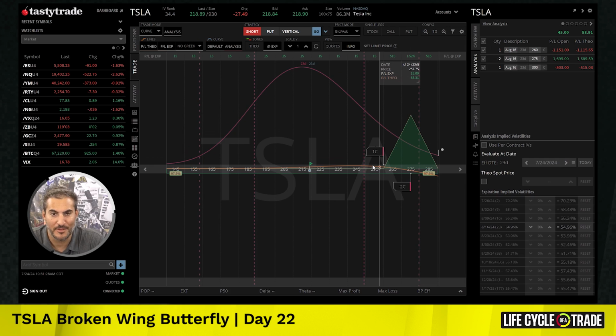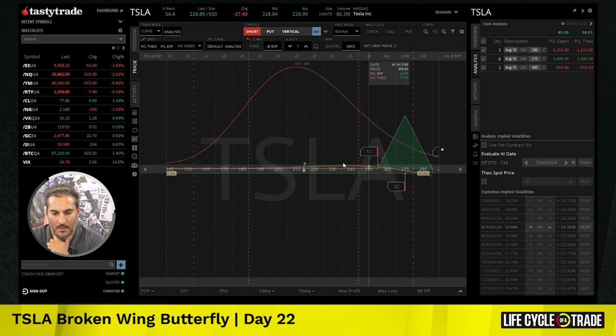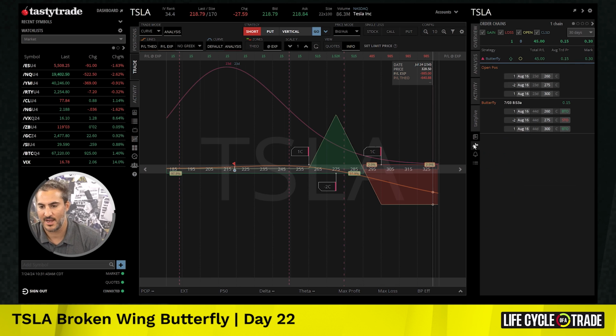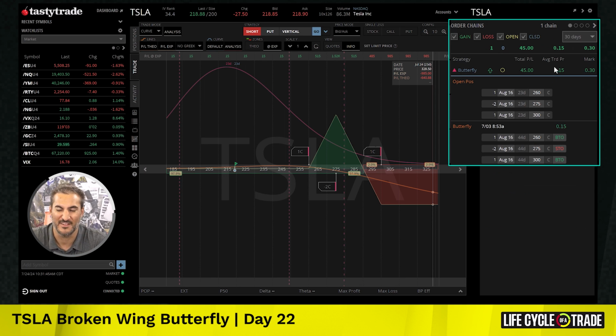What's up, everyone? We've got an adjustment to make today here in our Tesla position. So we had a broken wing butterfly. You can see our biggest profit potential would be to the upside into earnings. The stock coincidentally went significantly lower, down $27 here. We have no risk to the downside. Our trade was a broken wing butterfly at a 15-cent credit, so very small credit.